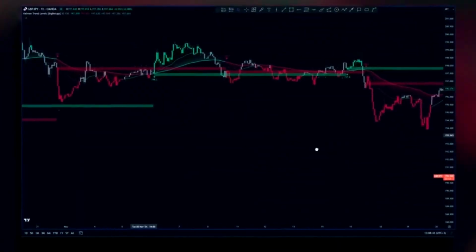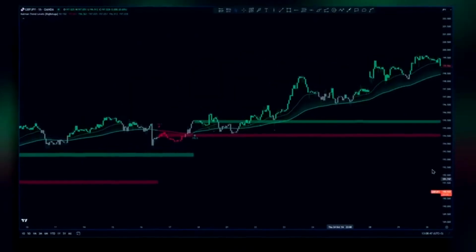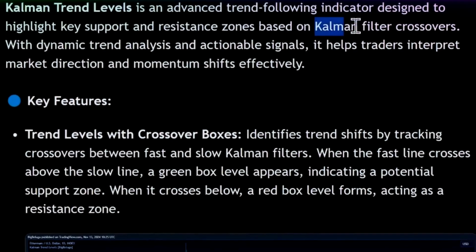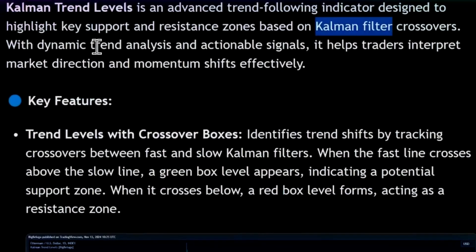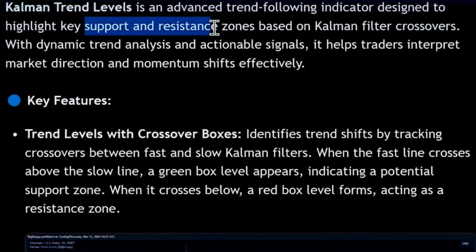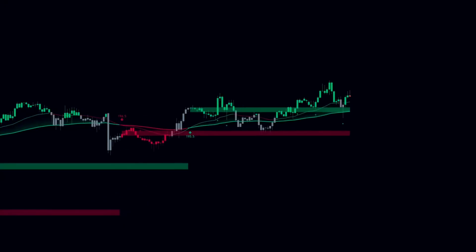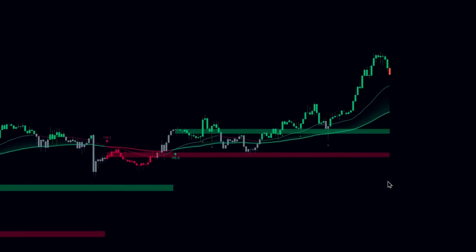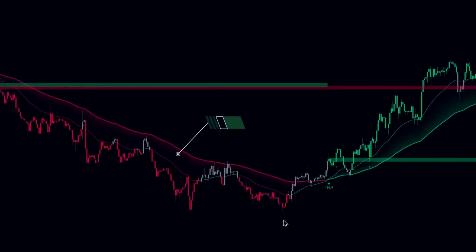The Common Trend Levels indicator is a powerful tool for trend following and market analysis. It uses advanced filtering techniques to identify trend shifts, pinpoint support and resistance levels, and visualize momentum changes. Here's the deal. Common filtering is used to smooth out price data, cutting through market noise to highlight meaningful trends and levels. Now let's break down the components of this indicator.